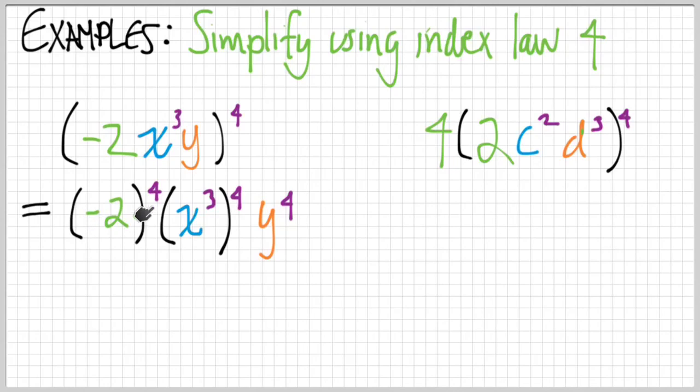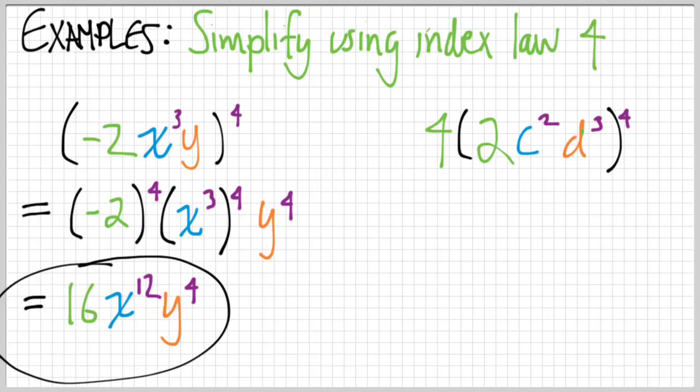So, we've got negative 2 to the 4th, which is just negative 2 times negative 2 times negative 2 times negative 2. And there's four negatives in there, an even number of negatives, so it comes out positive. And of course, 2 to the 4th is 16. We've seen that a couple times here lately. And then we have x to the 3rd to the 4th. So we do 3 times 4. So we have x to the 12th, and then y to the 4th just tags along. No more like terms to combine there, so that one's done.